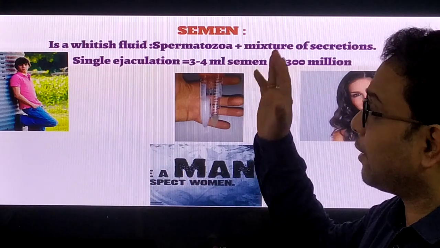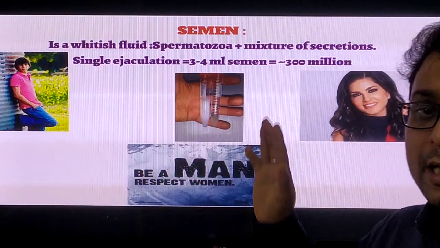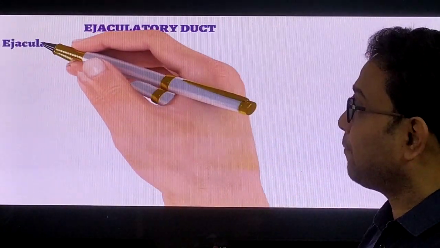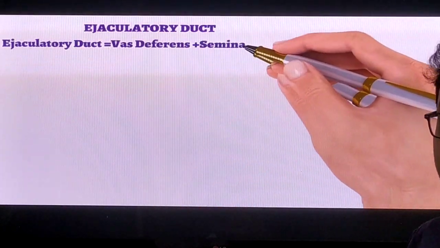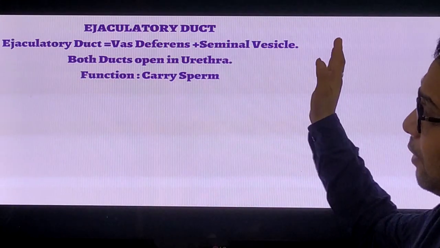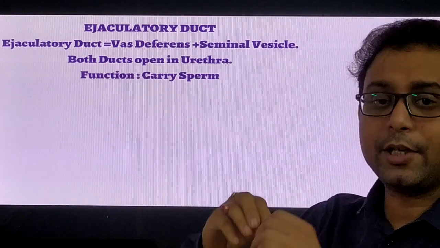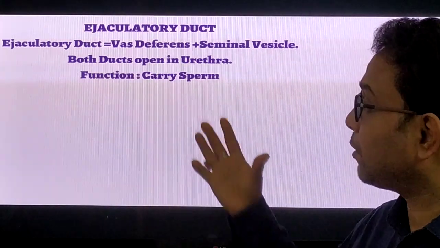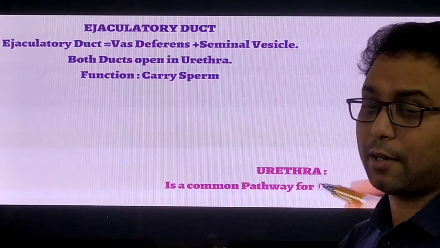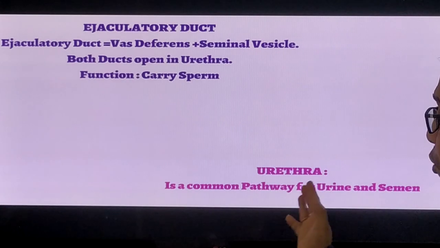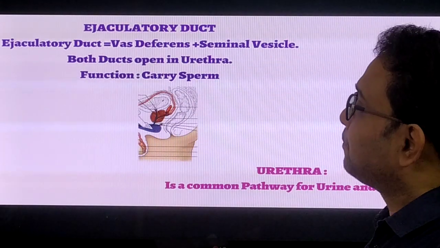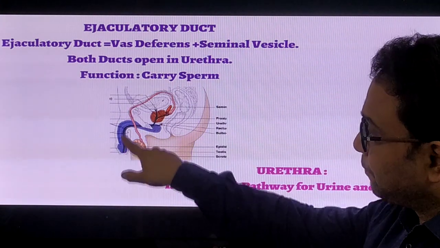Now the most important part, the semen, we have discussed. Now the last topic is the structure of the sperm. But first, another one is the ejaculatory ducts. Ejaculatory ducts are formed by the vas deferens and the seminal vesicle. Both ducts open into the urethra. The urethra is most important. They carry the sperm and help to ejaculate it. So the urethra is a common pathway for urine and semen.